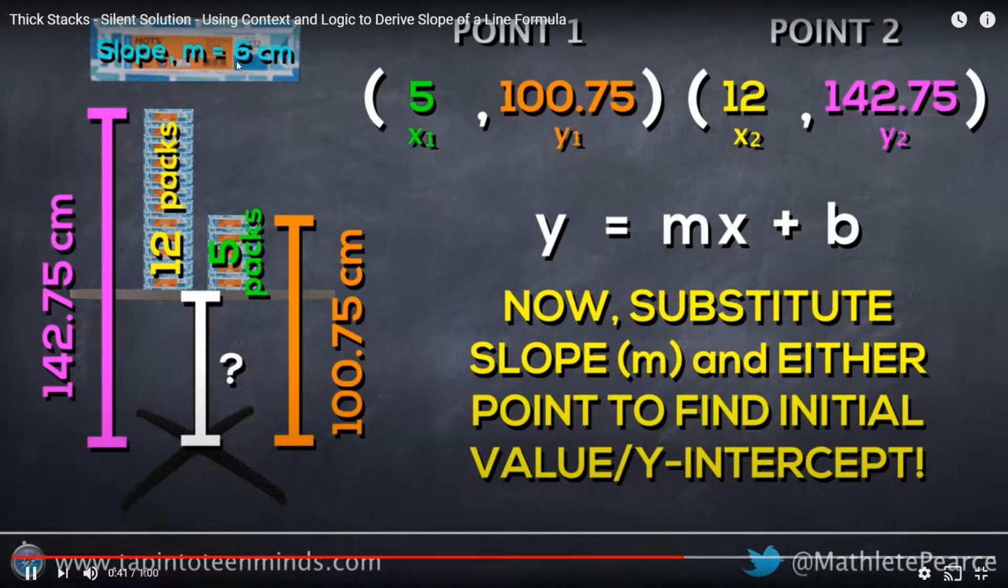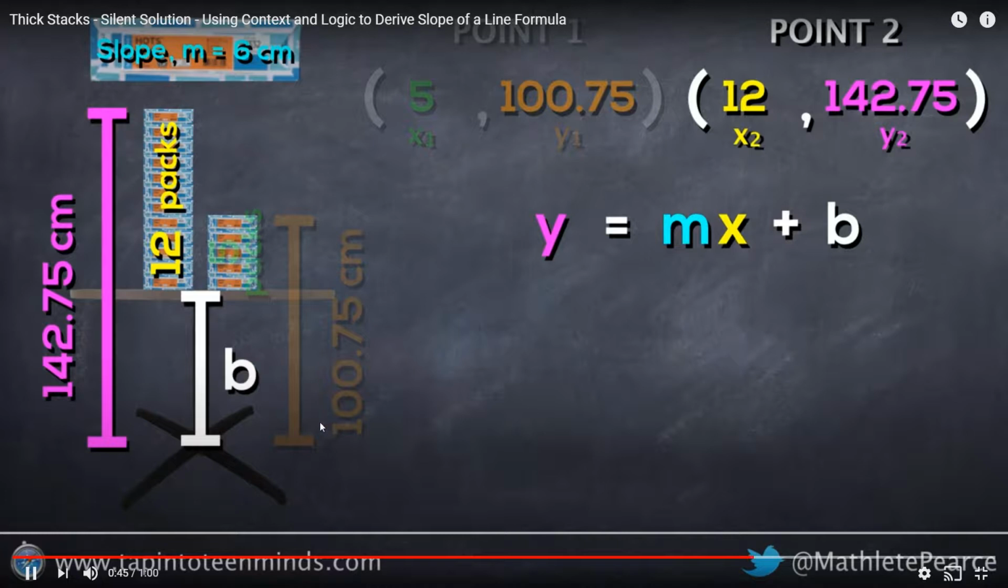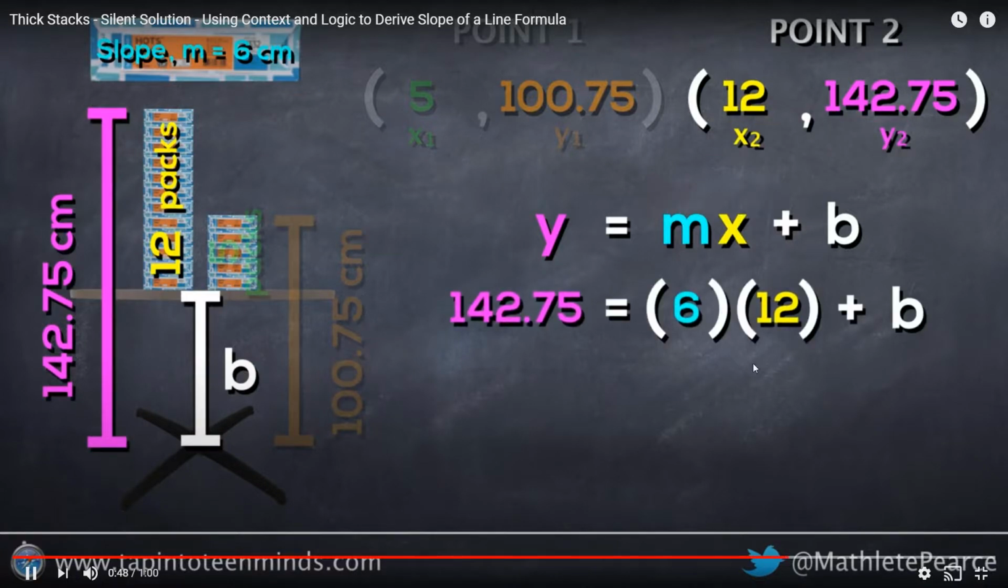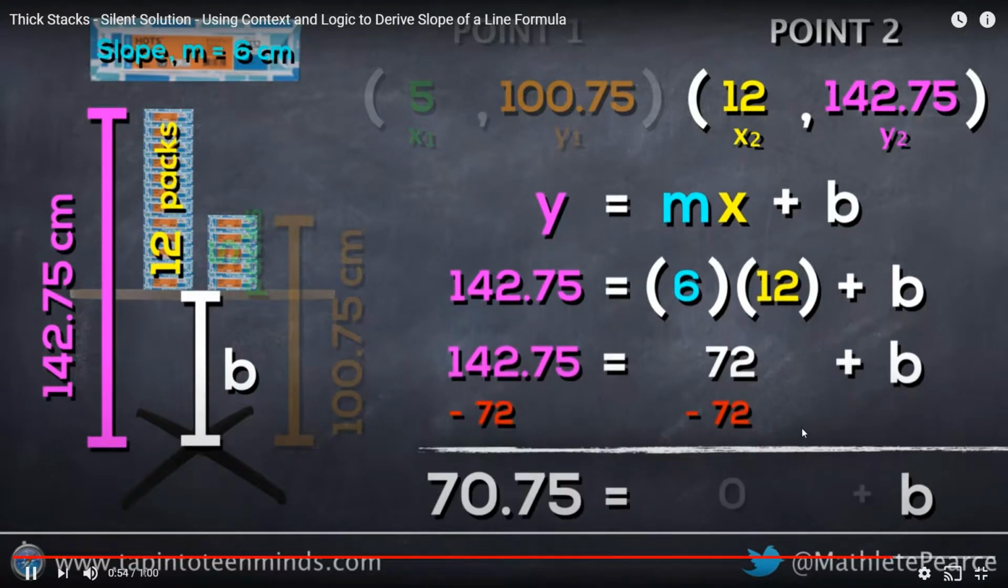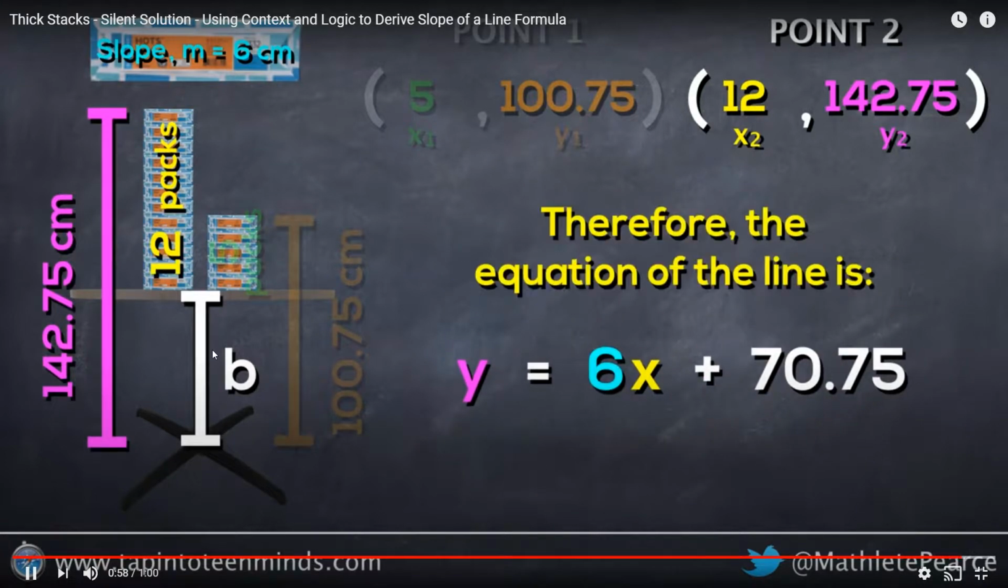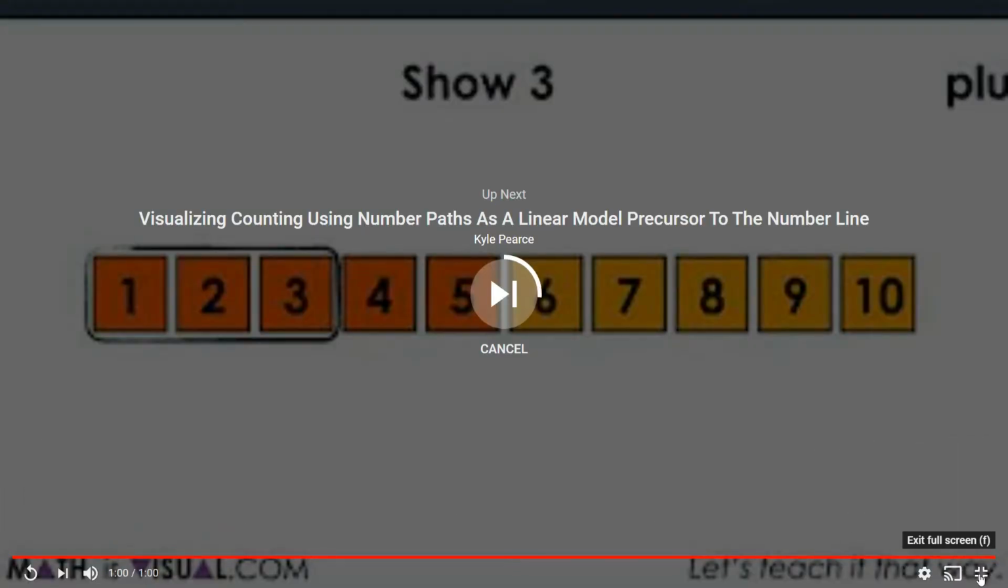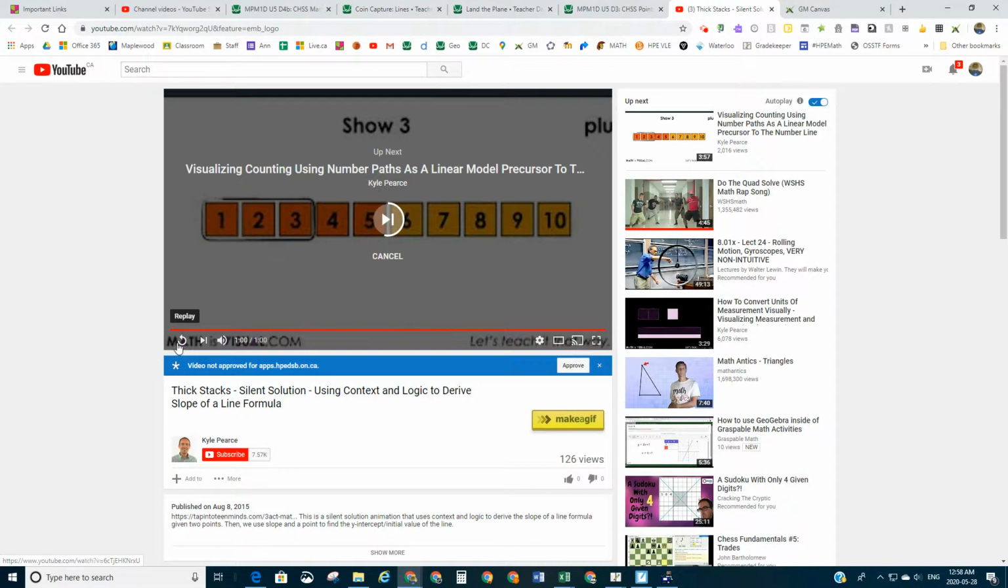And that's the slope. And so now you're going to substitute that and a point to figure out that b. So look, there's that same substitution that you did. He chose to substitute that, subtracting 72 from both sides to figure out that the flat rate, or in this case the height, is 70.75.